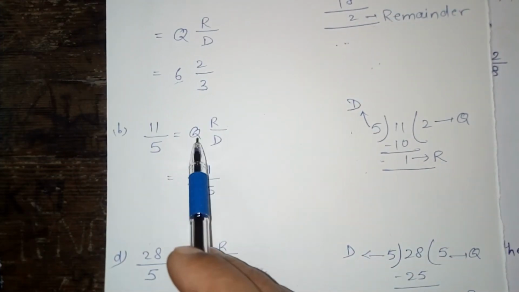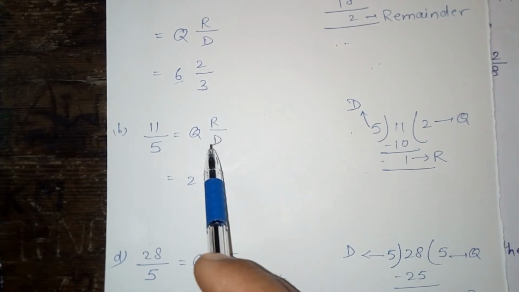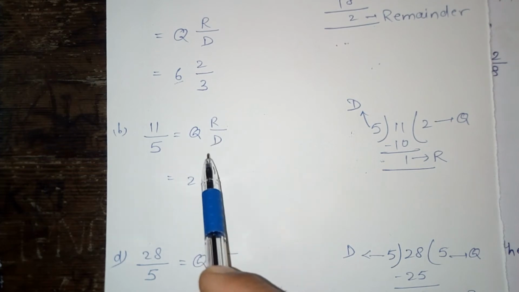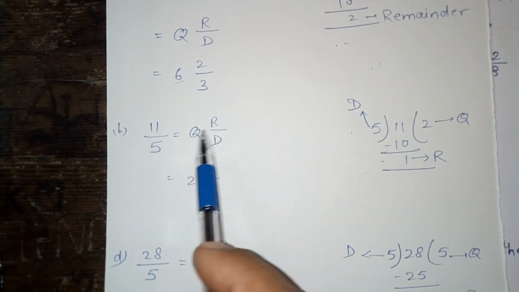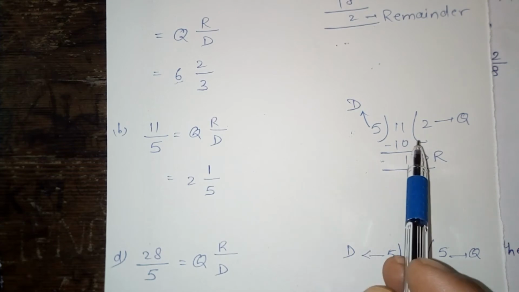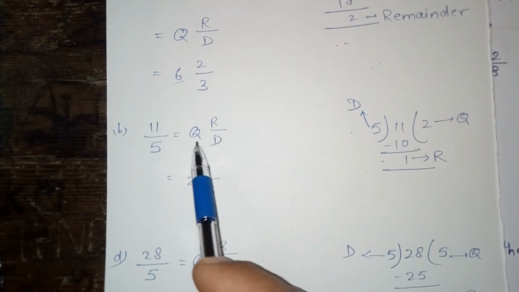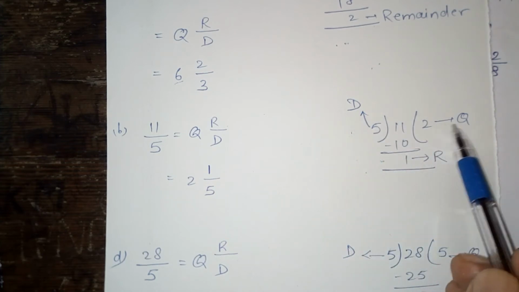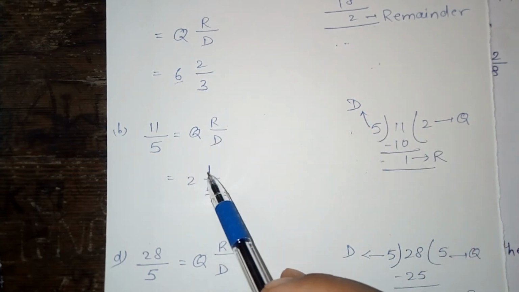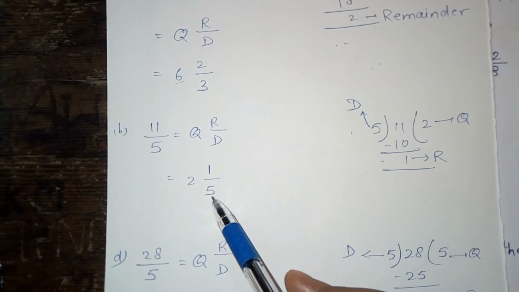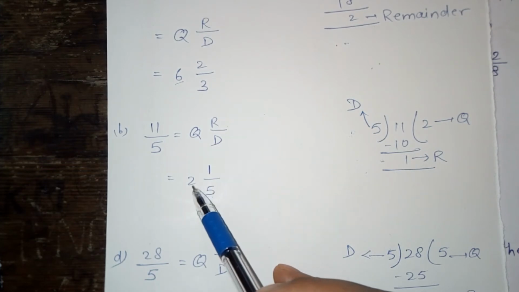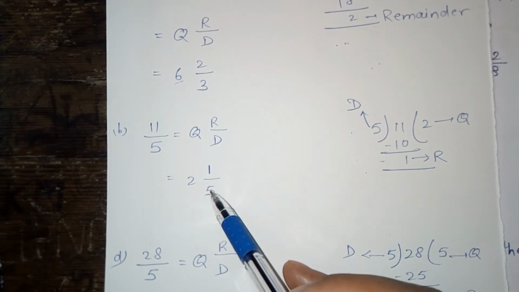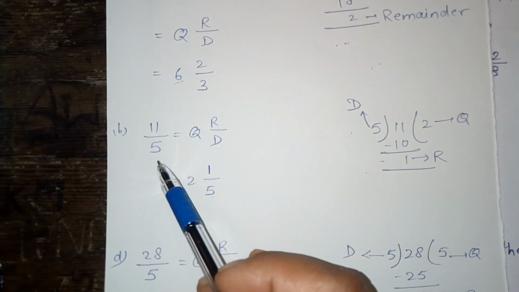By the help of the formula Q R upon D, we will put in the belonging numbers. Q in this solution is 2, remainder is 1, and divisor is 5. So 2 and 1 upon 5 is the mixed fraction of 11 upon 5.